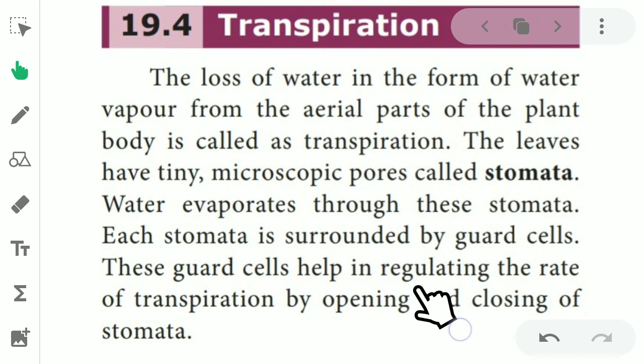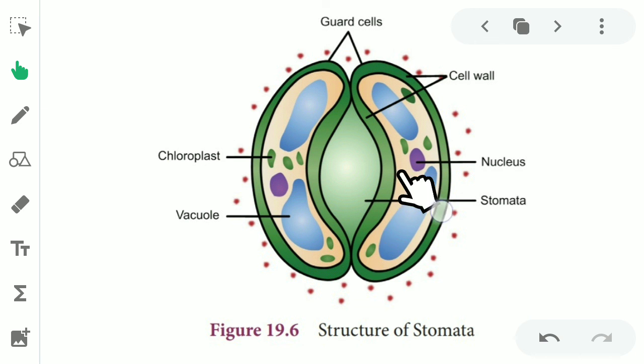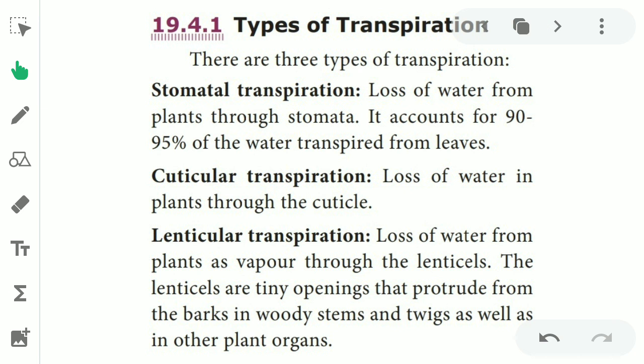These guard cells help regulate the rate of transpiration. When water is increased, the guard cells help to open the stomata. When water is not available, the guard cells help to close the stomata. Types of transpiration: stomatal transpiration, cuticular transpiration, lenticular transpiration. Loss of water through the stomata is called stomatal transpiration. 90 to 95% of water is transpired from the leaves.